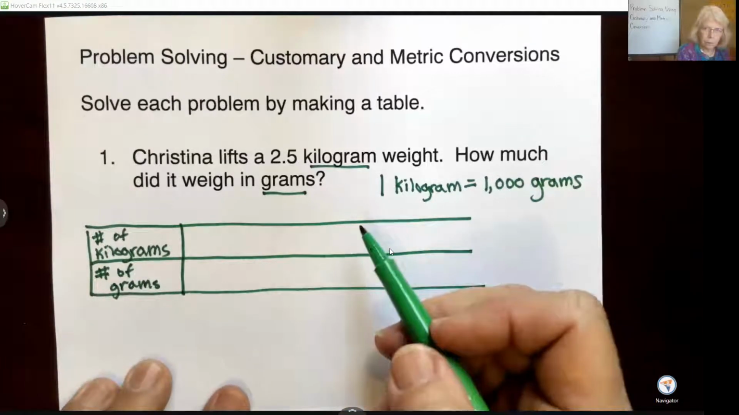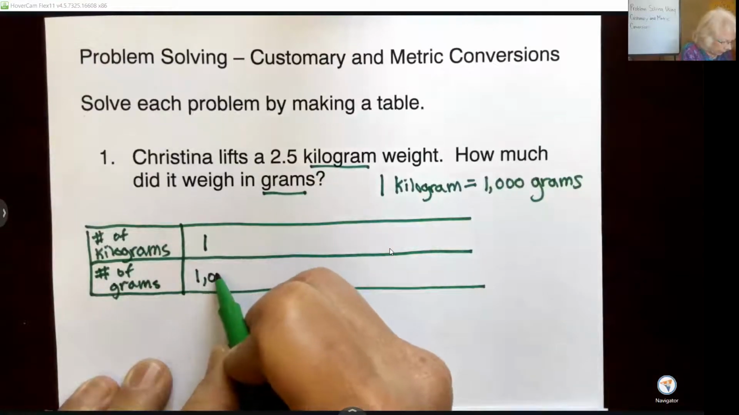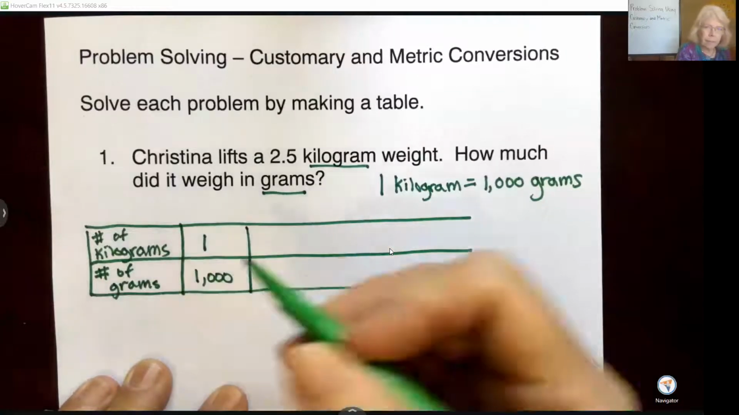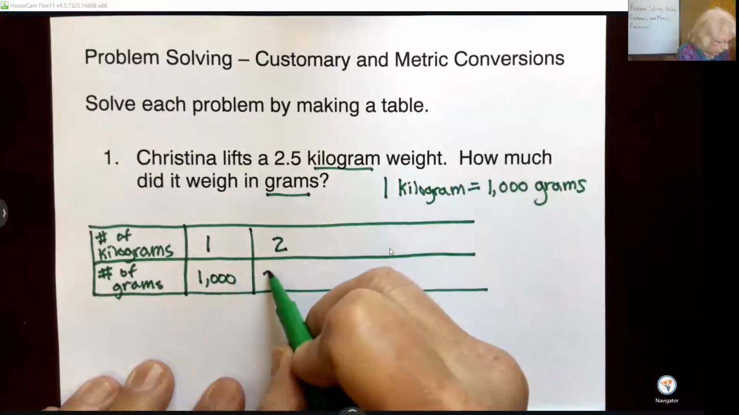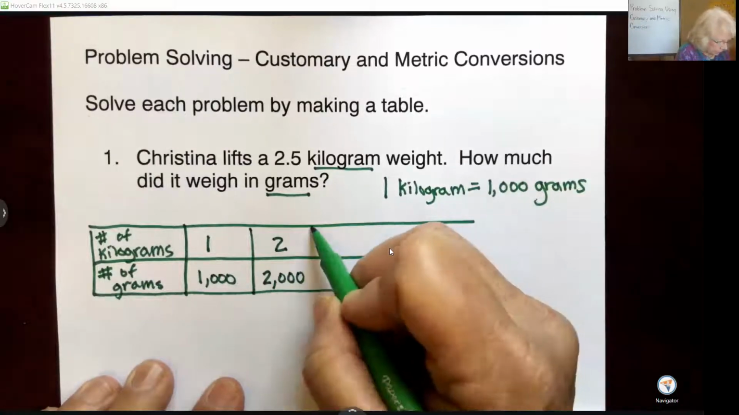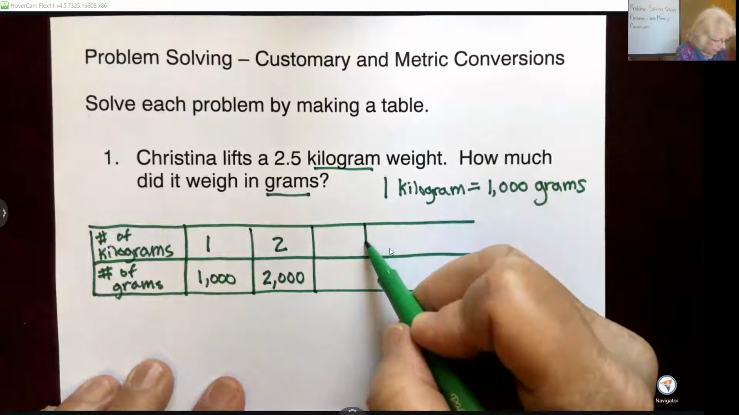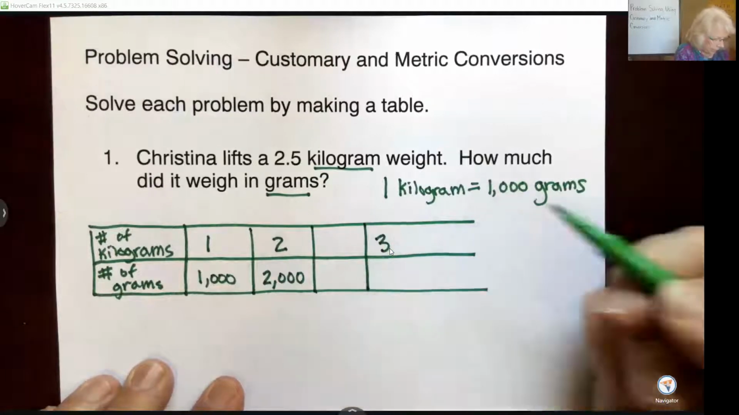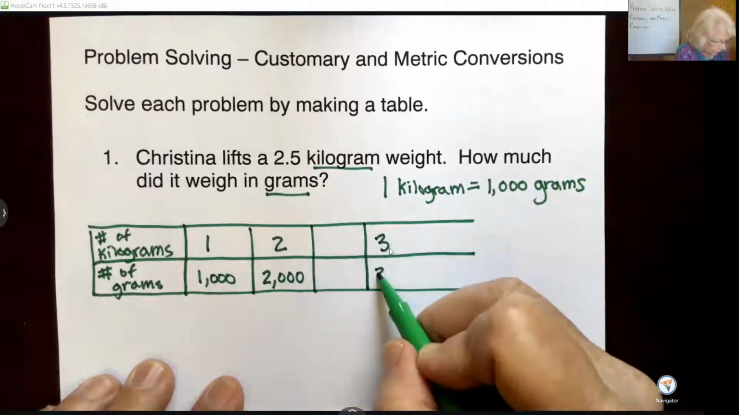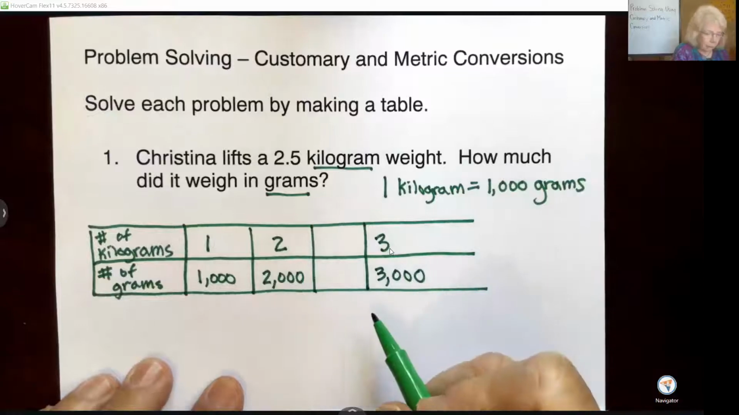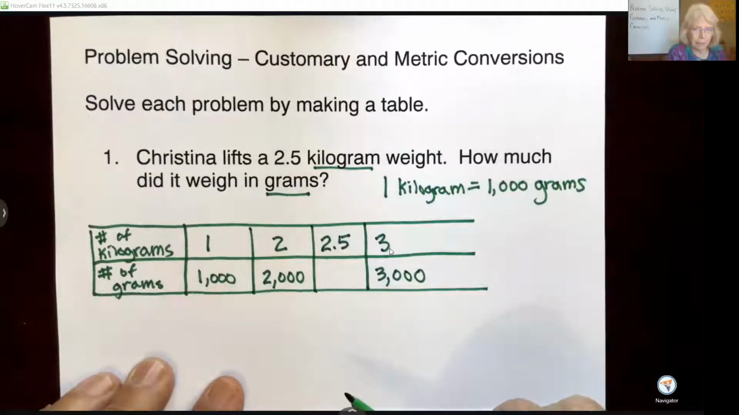Okay, so we know that 1 kilogram, and now we need our relationship, is equal to 1,000 grams. That means we know that 2 kilograms would be equal to 2 of these, or 2,000 grams. Now they want to know how much 2.5 is. So I'm going to leave a little space there, and I'm going to go over to 3 and say 3 kilograms would be equal to 3 of these, or 3,000. Now our job is to figure out, so how many grams is 2.5 kilograms equal to?